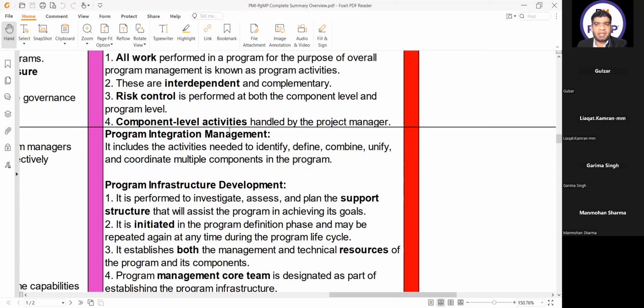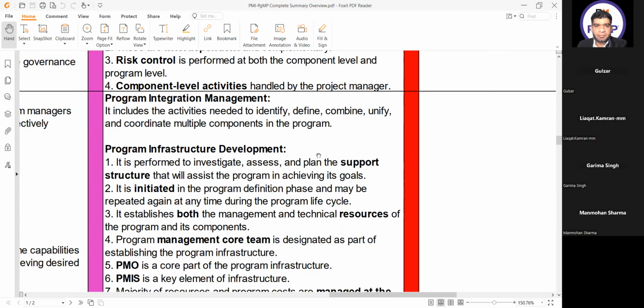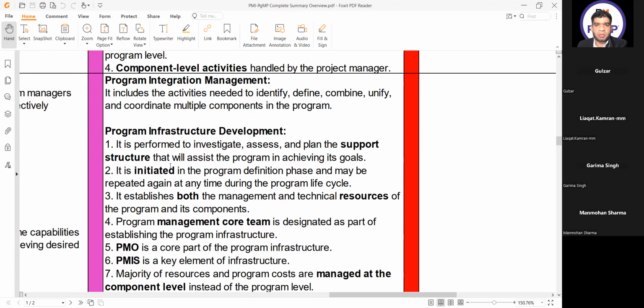Then we have program integration management. It includes the activities needed to identify, define, combine, unify, and coordinate multiple components in the program. In this, we have program infrastructure development. It is performed to investigate, assess, and plan the support structure that will assist the program in achieving its goals.